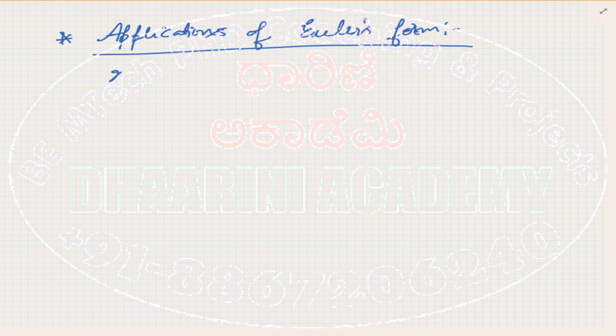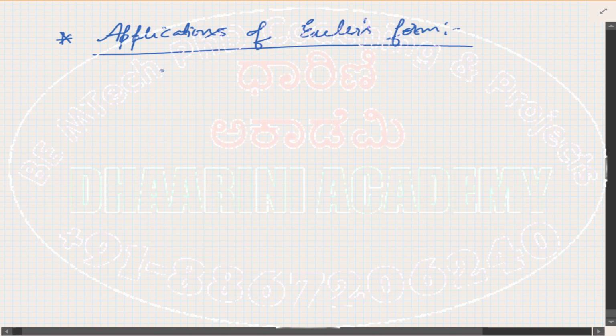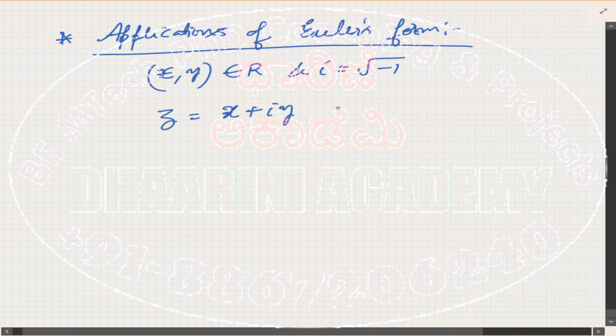So now we know that if you want to represent a complex number, we need to consider two values. The first denoted by x and the second one is y, where x, y belong to the set of real numbers, and i is equal to root of -1. We know all the different forms we studied so far. The first one is z equals x plus iy, right? This is referred to as the Cartesian form.